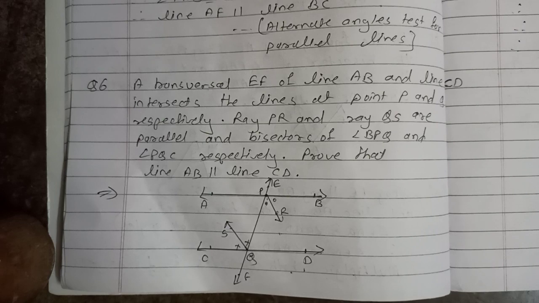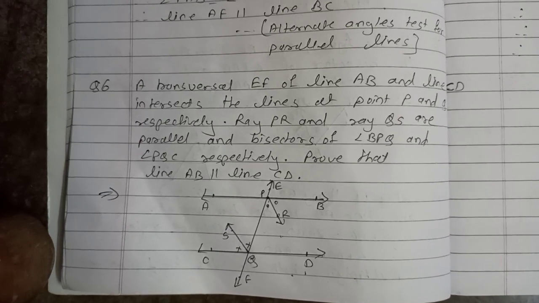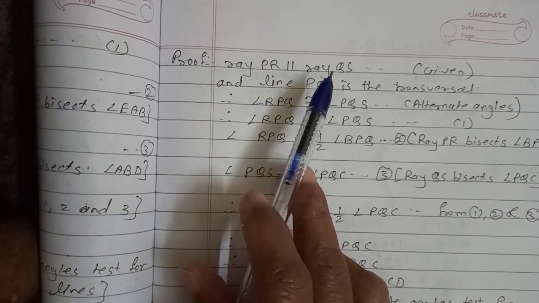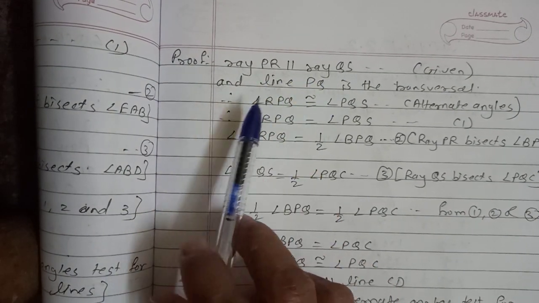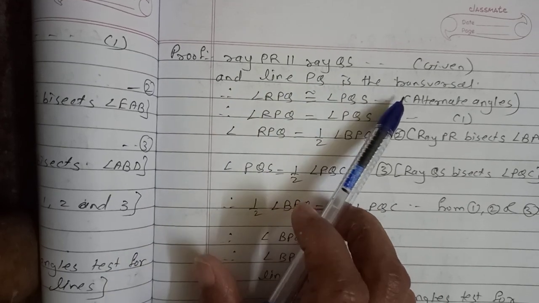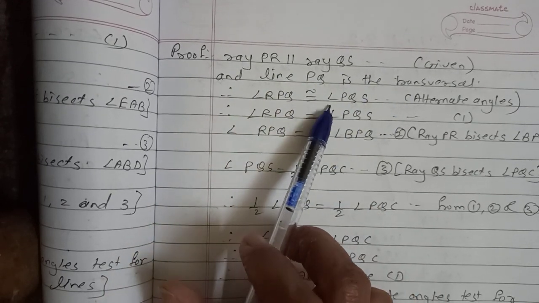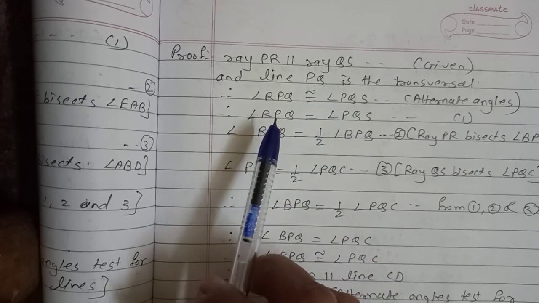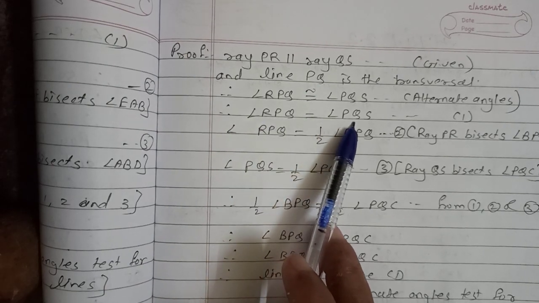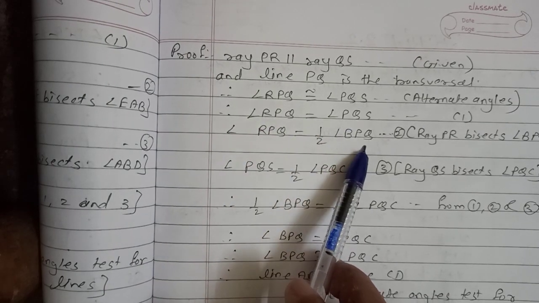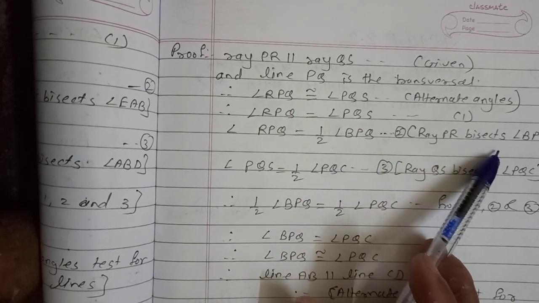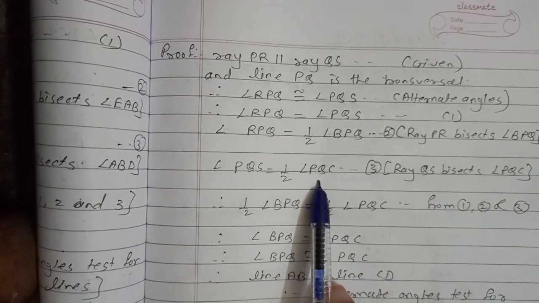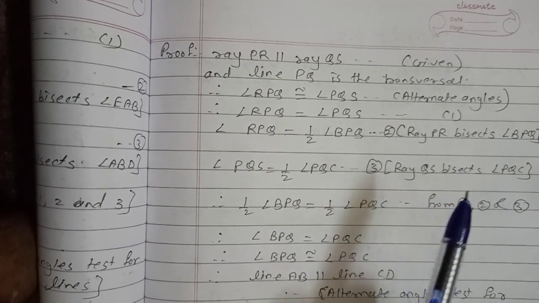Now let us see the proof. Ray PR is parallel to ray QS, this is given, and line PQ is the transversal. Therefore, angle RPQ is congruent to angle PQS because they are alternate angles. RPQ is 1/2 of BPQ because ray PR is the bisector of angle BPQ. Angle PQS is 1/2 of PQC because ray QS is the bisector of PQC.